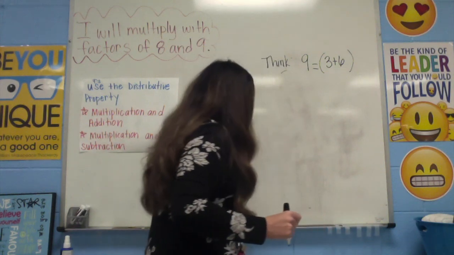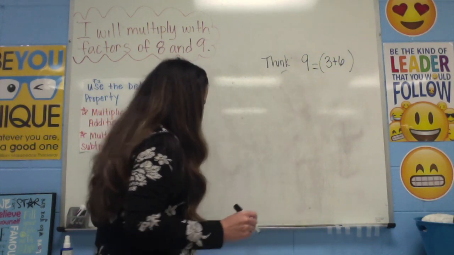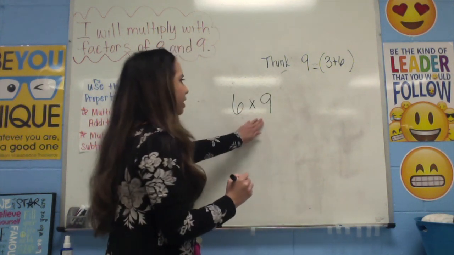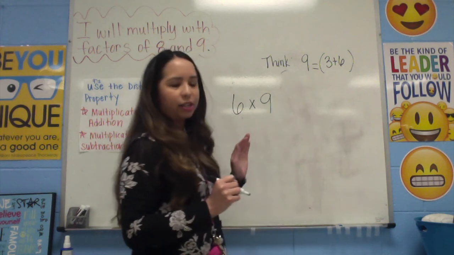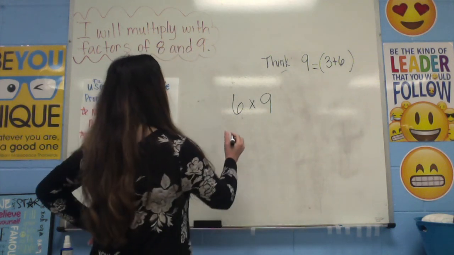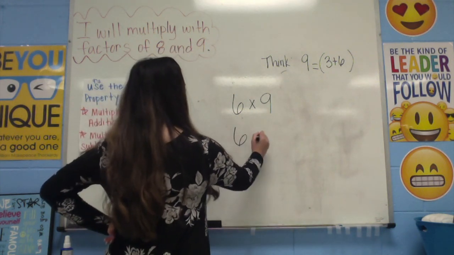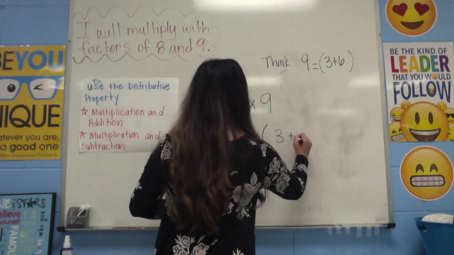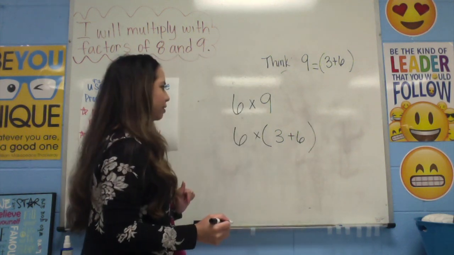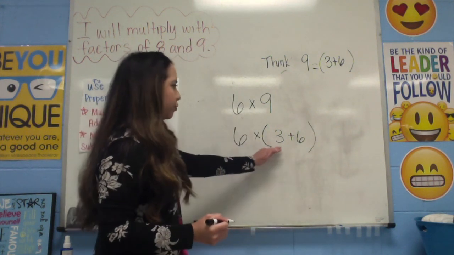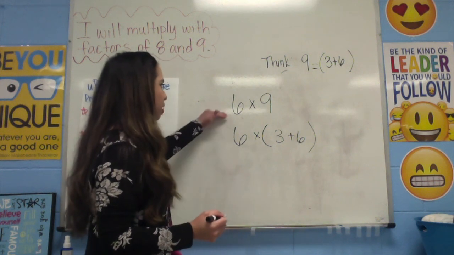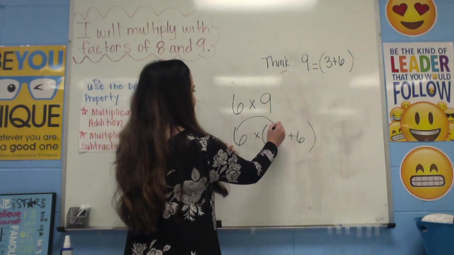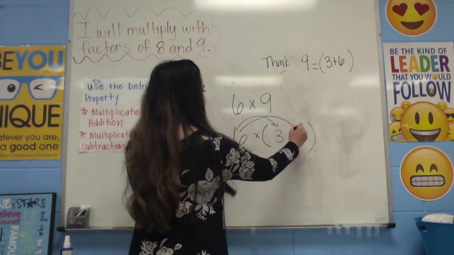All right, let me show you, I'll do 6 times 9. Same thing. We're thinking of 9 today as 3 plus 6 because we're using the distributive property. All right, so let's rewrite it in a different way. 6 times 3 plus 6. Okay? Now, remember, 3 plus 6 is 9. The problem is 6 times 9.